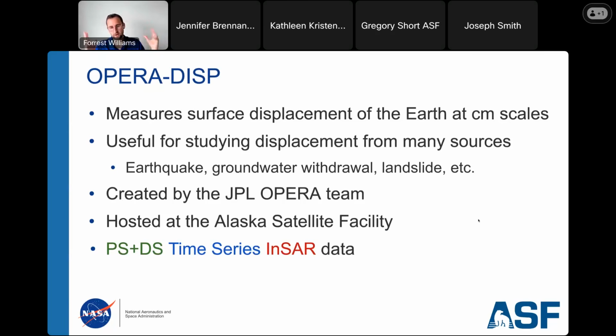So starting off, what are these OPERA displacement products? And the key thing to take away here is that the OPERA-DISP products are measurements of surface displacement of the Earth's surface at centimeter scales.